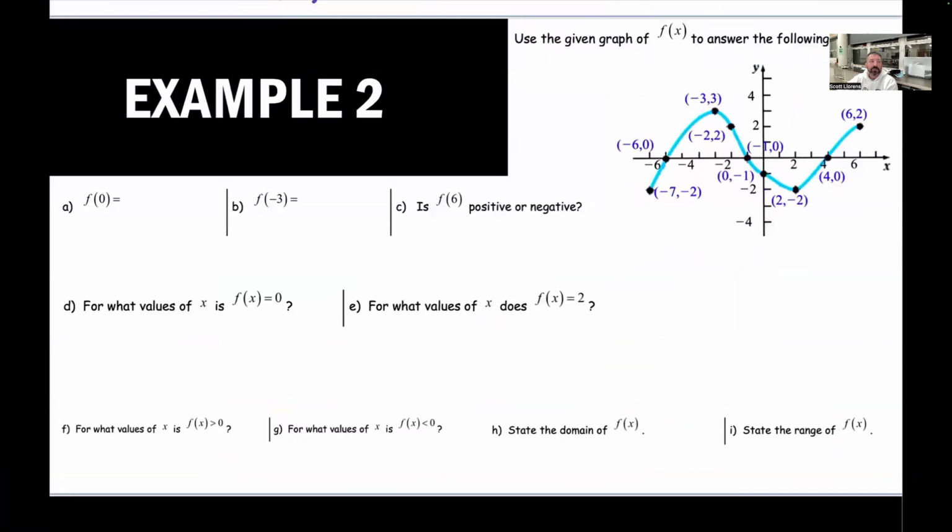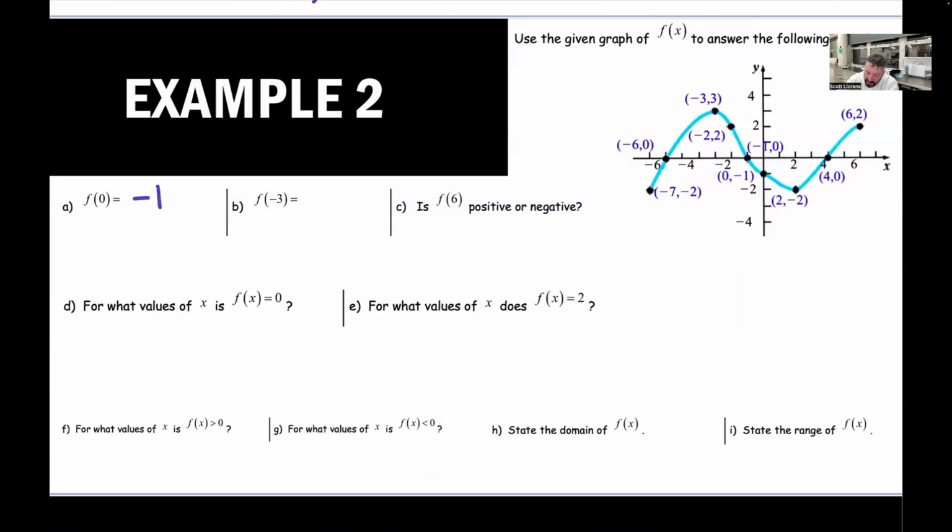Now we move on to example 2, where we're provided a graph with a whole bunch of details, and we're asked a bunch of follow-up questions about this graph. Okay, the first thing I'm asked is, f of 0, which means what happens when I plug in 0? Well, when I plug in 0, I get back -1. That's this ordered pair right here. So when 0 goes in, -1 comes out.